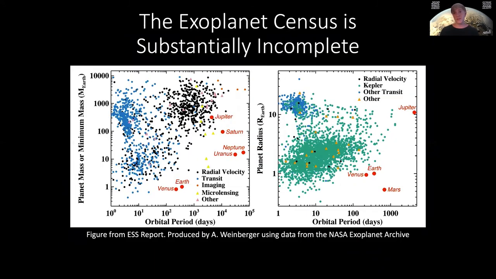To give you a picture for what things look like today, this plot from the Exoplanet Science Strategy Report prepared for the National Academy of Sciences shows that we're actually pretty far from measuring the properties of planets that are like those in our own solar system.